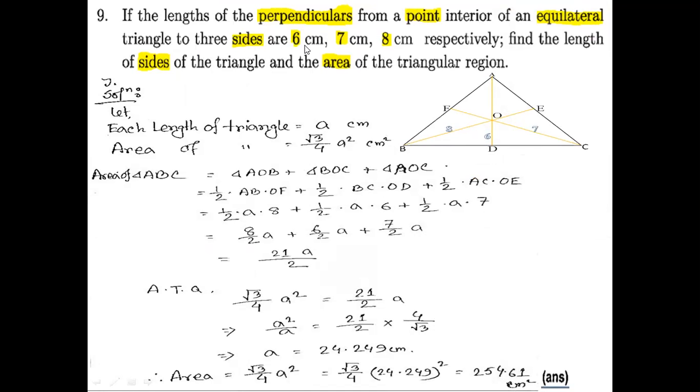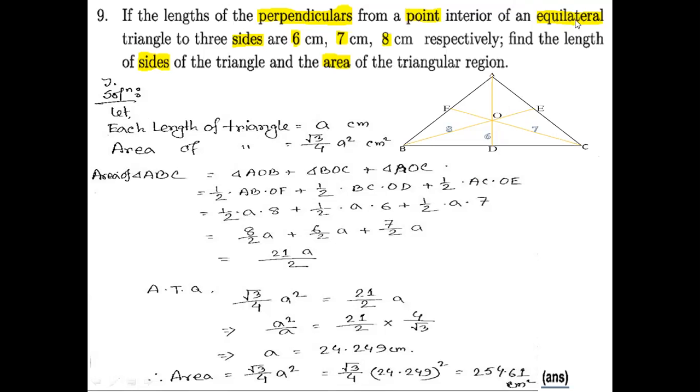Then number 9: perpendiculars from a point interior to an equilateral triangle to the three sides are 6, 7 and 8 centimeter respectively. Find the length of the sides of the triangle and the area of the triangular region. So actually, what is given here? The perpendicular lines are given: suppose AD is given 6, B is given 8, and CF is given 7. These are the lengths.